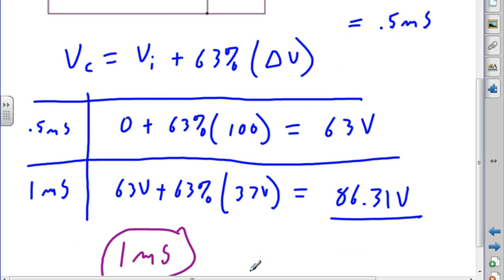And in the problems on all your other tests, we had huge numbers. We were fully charged. It wasn't an issue. I don't think the final is going to be that way. I think the final is going to require you to figure out how to do that process: initial voltage plus 63% of whatever the difference is.